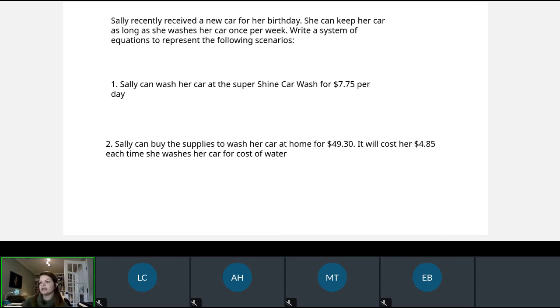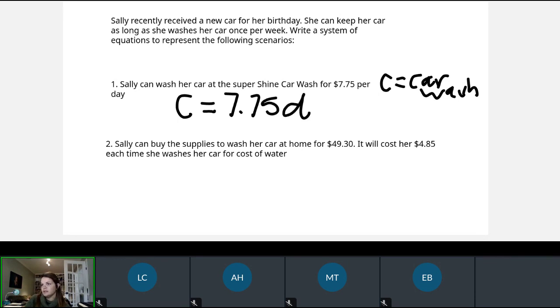So my scenario says Sally can wash her car at the Super Shine car wash for $7.75 per day. So I'm going to say, okay, C is going to equal the cost at the car wash. So I can write that over here. Car wash, the total cost at the car wash is $7.75 times D. D stands for day. So every day that she goes, it costs her $7.75. So I'm going to pause, and I want you to write your equation for number 1, your scenario.